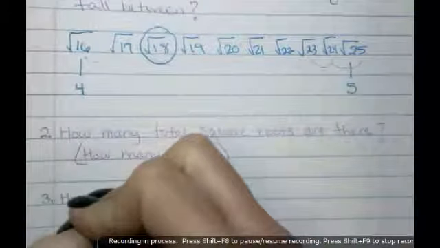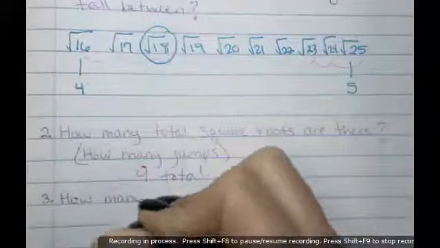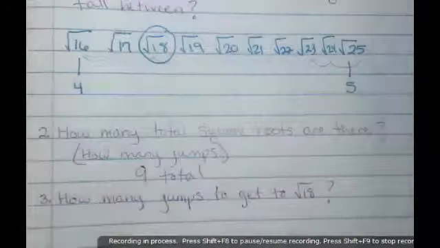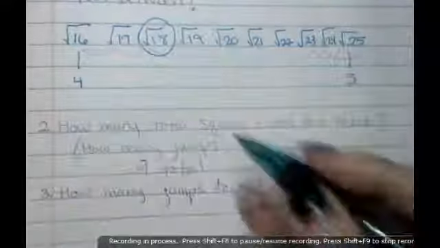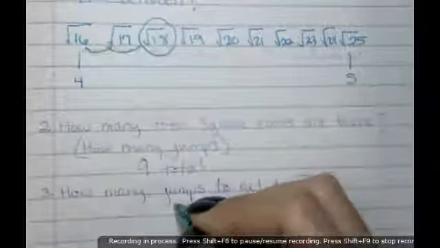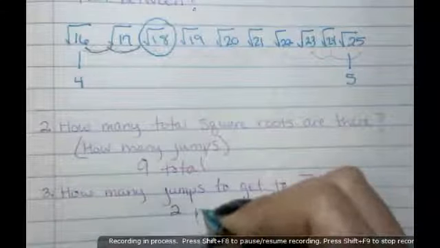How many jumps to get to the square root of 18, or whatever it is that you're trying to estimate? In this case, 1, 2, and I'm going to do that in a different color, just so you can see that I'm doing 2 different jumps here. So this is 1, 2. There are 2 jumps.